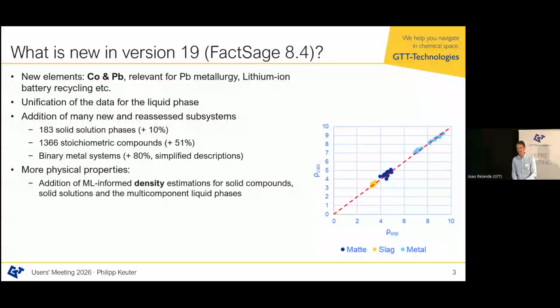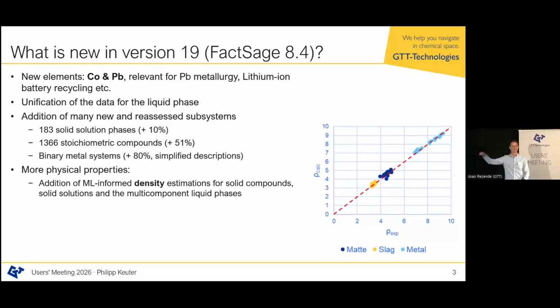What is new in version 19, which is available in FactSage 19, is that we have added cobalt and lead, which are relevant for lead metallurgy and also for lithium-ion battery recycling, which is quite important nowadays because cobalt is quite rare and important, right? You want to recover it as well as possible.